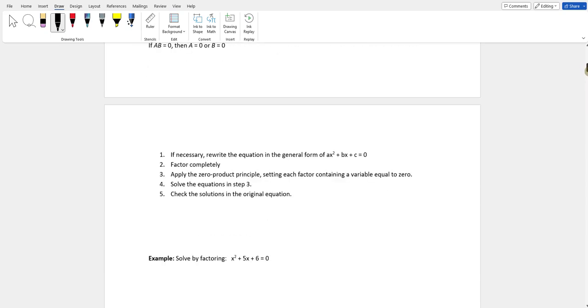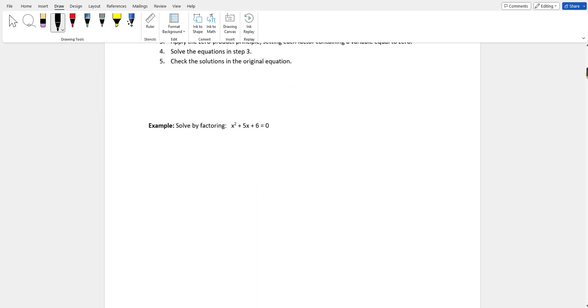So these are the steps. If necessary, rewrite the equation in standard form, which is ax squared plus bx plus c. Then you're going to factor. Then you're going to apply the zero product principle. You're going to set each one of your factors that contain a variable equal to 0, and then you're going to solve for the variable. You can always check your answers.